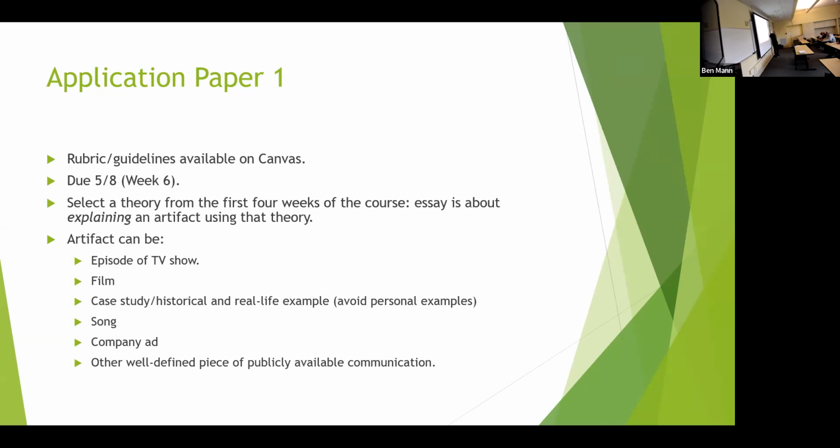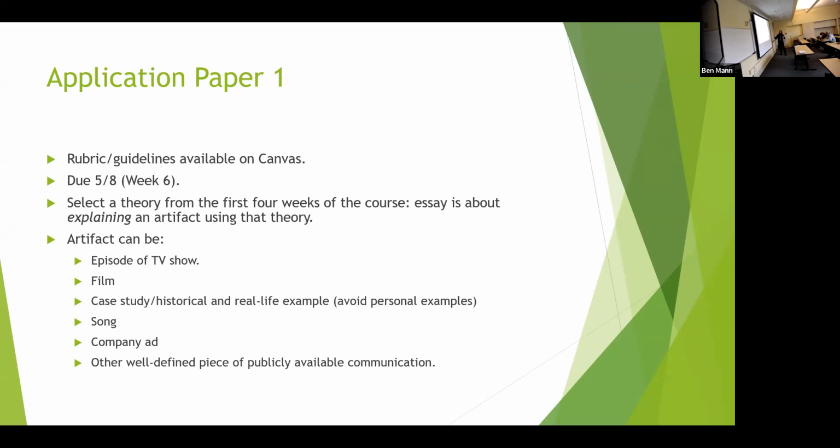Advertisements, songs, essentially, if it is something that is communicated and you can define what that piece of communication is, it is a good candidate for this assignment. If you find yourself a little bit unsure of whether or not a topic fits under an artifact for this assignment, I'm happy to chat with you more about it. And we'll also be doing a couple prompts this week that'll help you to start to brainstorm and think about something that works for you.